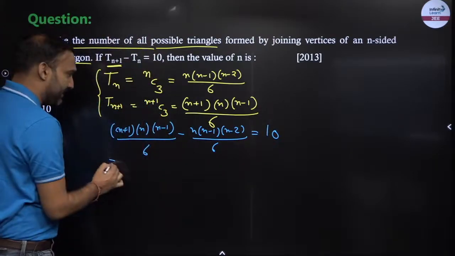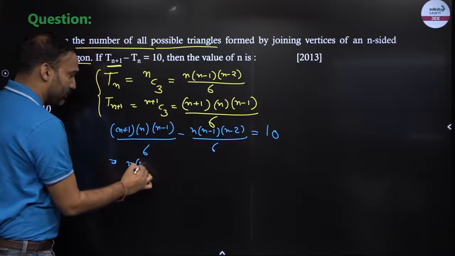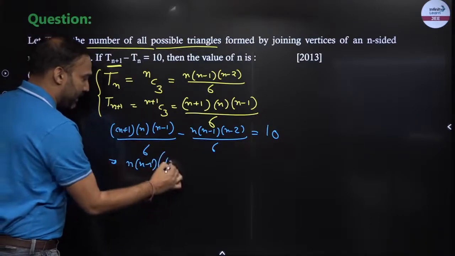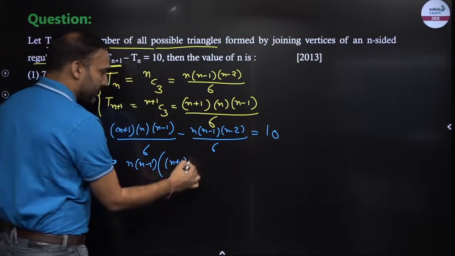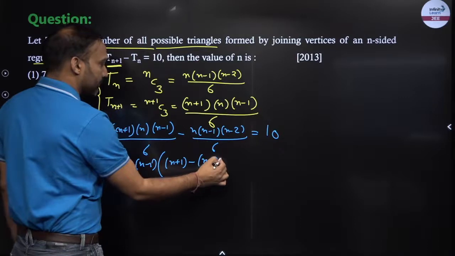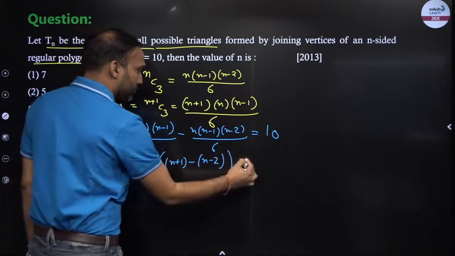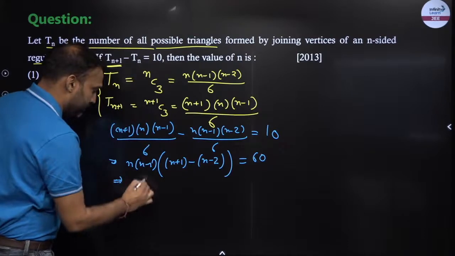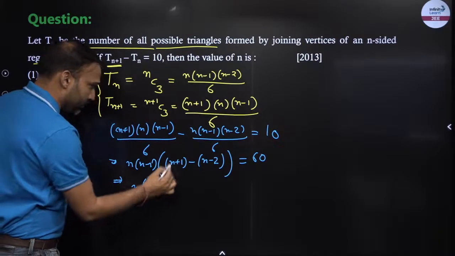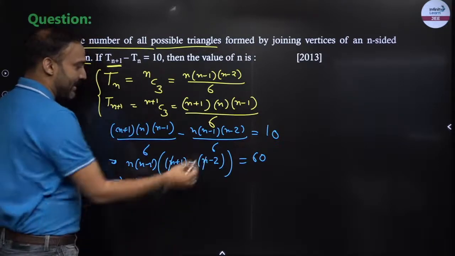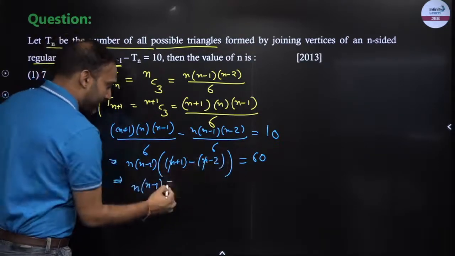Cross multiply 6 and take n into (n minus 1) common. So if I take n into (n minus 1), I will be left with n plus 1 in the first bracket. Over here, I will be left with n minus 2. Okay? And 6 goes over here, this becomes 60. So if I simplify, this becomes n into (n minus 1). The 3 remains, so if I divide by 3, I get 20.